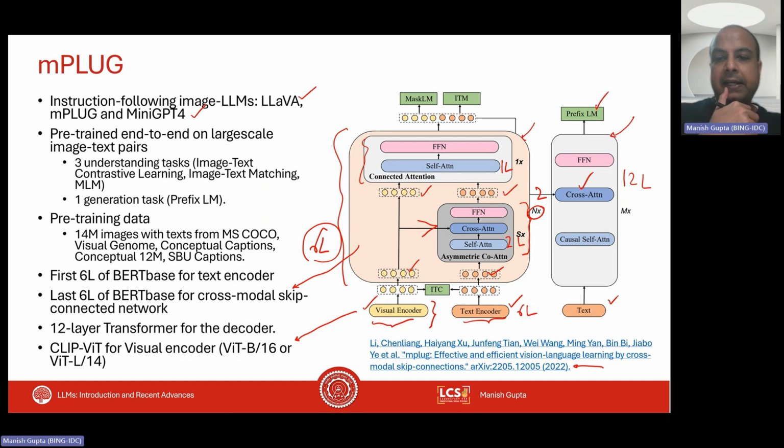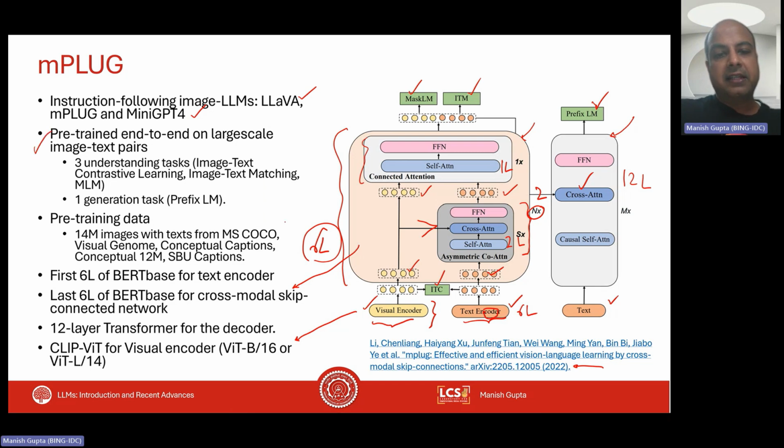Now, of course, it is pre-trained using 4 different loss functions. The first ones are the image text contrastive loss and image text matching loss, which we understand by now anyway. It's also pre-trained using masked language modeling. So on the text side, you could be masking a few things and expecting the model to generate those text pieces. And lastly, you have a generative prefix LM loss, the autoregressive loss. So that's about the pre-training.